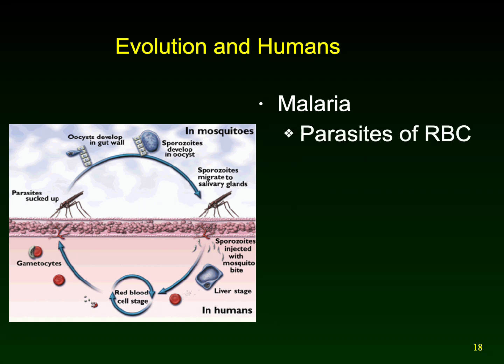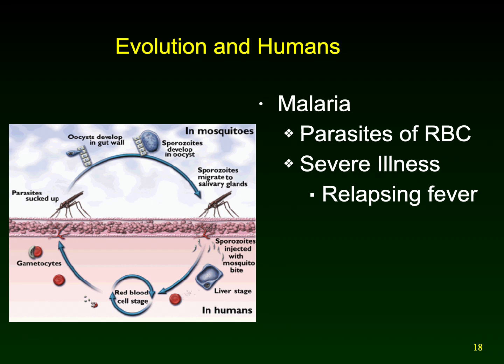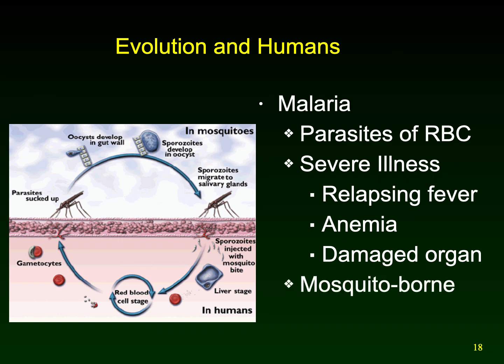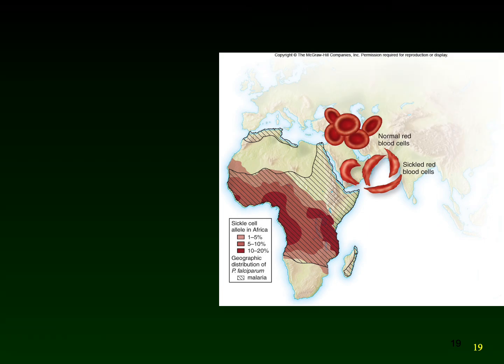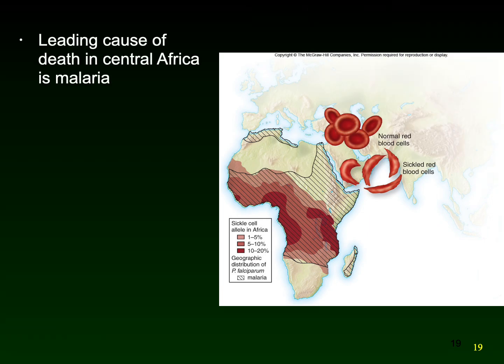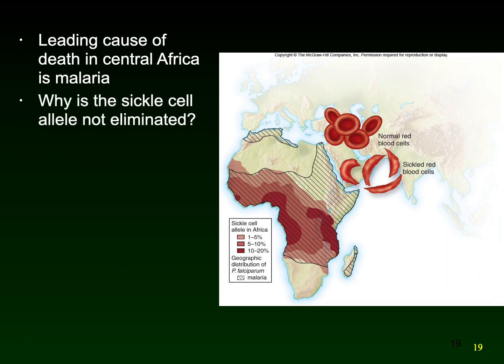So these red blood cells are needed for transport of oxygen. So this produces a relatively severe illness, relapsing fever and anemia. The damaged red blood cells can damage organs, and it's really difficult to avoid this because it's transmitted by mosquitoes. Okay, the effect of malaria on the human populations is dramatic. It is a leading cause of death in many places, including Central Africa.